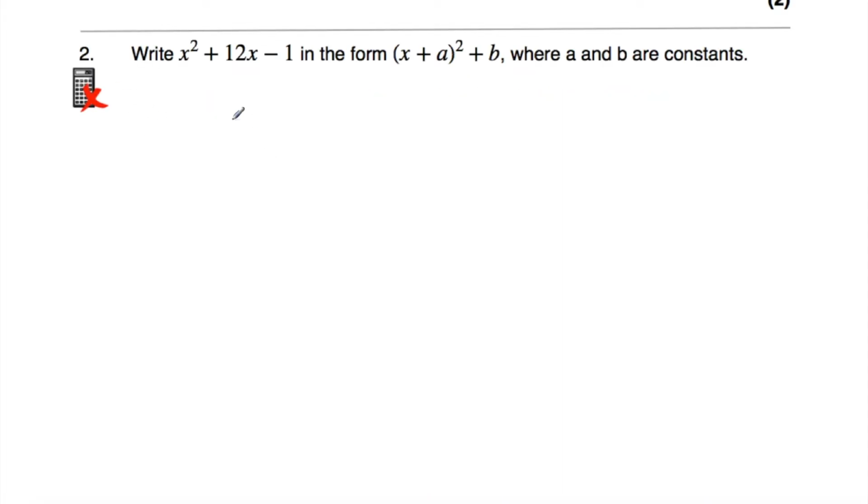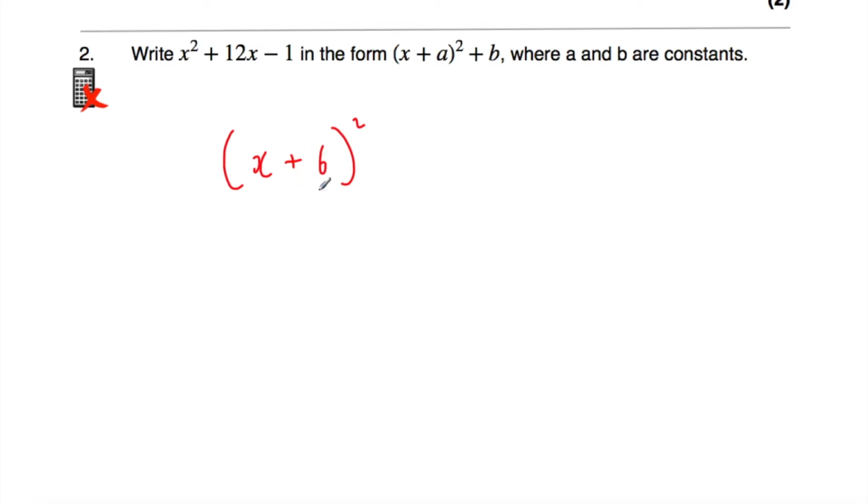Question number 2, we've been asked to write x squared plus 12x minus 1 in the form of (x plus a) squared plus b, where a and b are constants. So in other words, we need to complete the square to this quadratic. We've got x squared plus 12x, so we're going to open up our bracket and write x. The coefficient, the number in front of the x, is 12, so half of 12 is 6, so I'm going to write plus 6, close bracket squared.